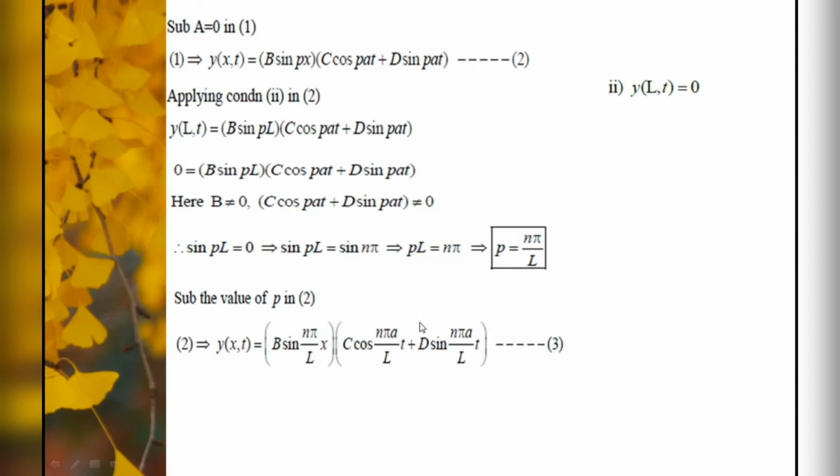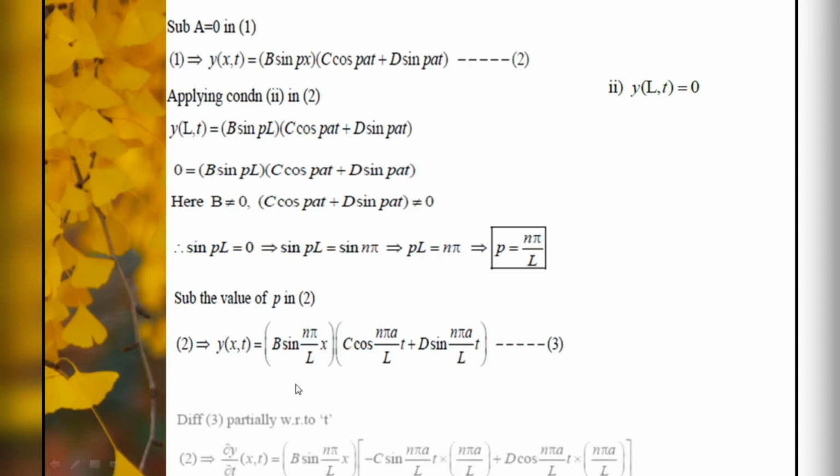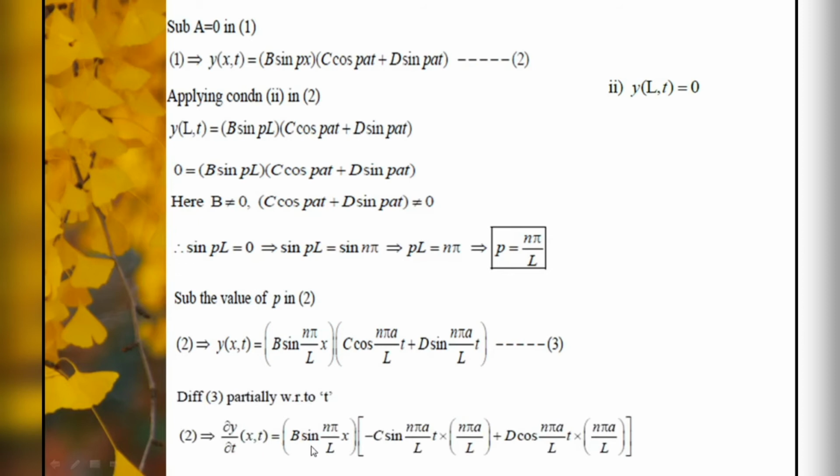Now before applying the third condition, we need to differentiate this because our initial velocity is given as 0. Initial velocity means dou y by dou t of x comma 0 equal to 0. Now we have to differentiate this equation with respect to t. Therefore, x terms are treated as constants. So now dou y by dou t of x comma t equal to b sin n pi x by L into the differentiation of this, which is minus sin n pi at by L into n pi a by L, plus d into cos n pi at by L into n pi a by L.